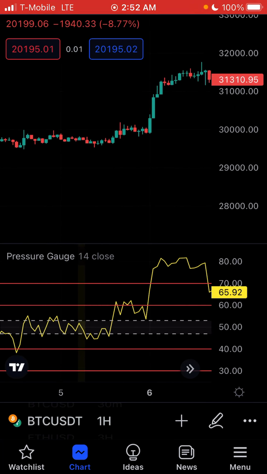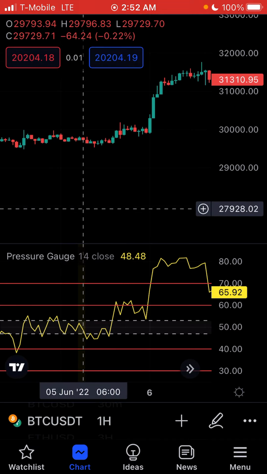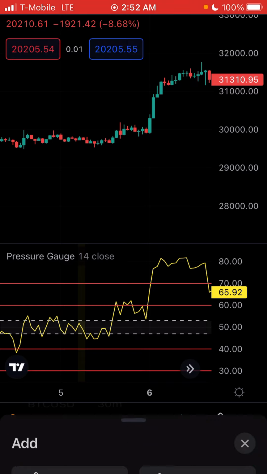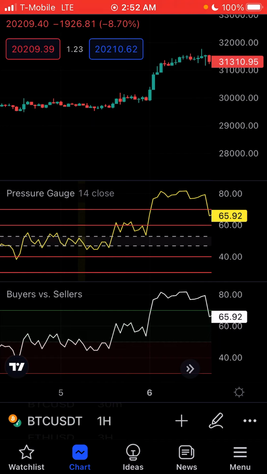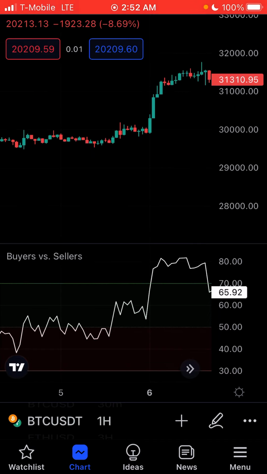So we see a small pressure gauge right here. And then let's load up the buyers versus sellers. Okay, so I like it on the bottom.